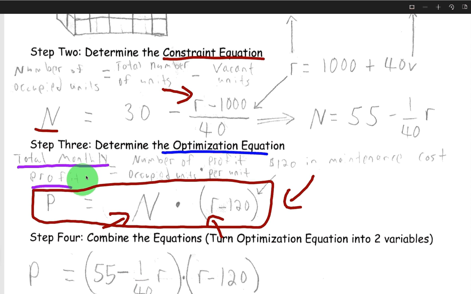Next, we're going to look at step 4, which is combining the equations into just two variables. We want to turn the optimization equation into two variables. If you have any other questions about the optimization equation or the constraint equation, let me know.